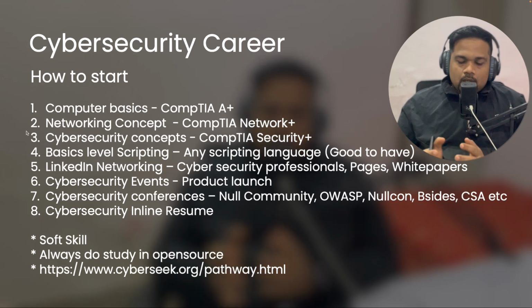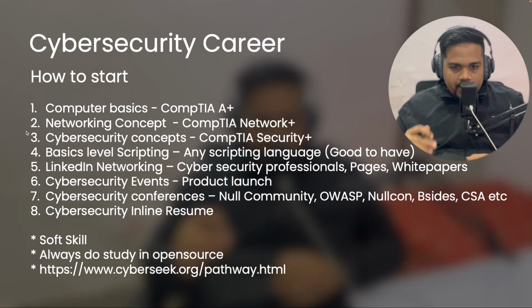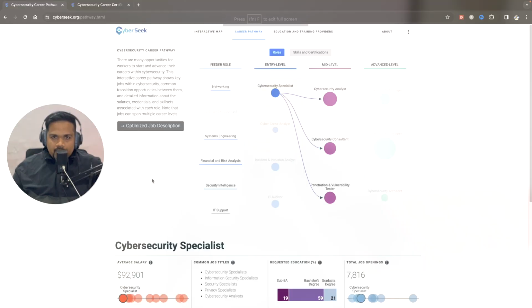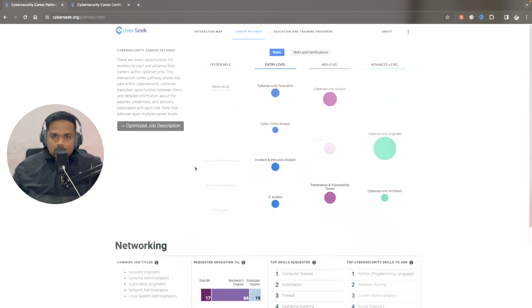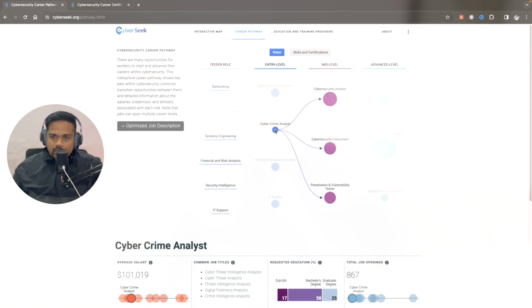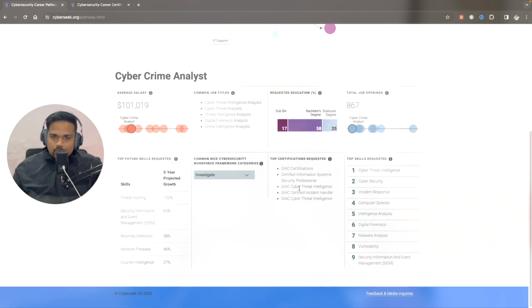The next one will be a website. I'll just go to this website and show you. This is the website where you can know things on a role basis, right? So consider you want to go for cybercrime analyst. If you click on this particular entry level job, you can see what your next step or next designation will be based on this role. Consider this is cybercrime analyst. Once you have completed this job, you can go to these 3 mid-level positions, right? When you click here, it will give you a holistic idea about this one.